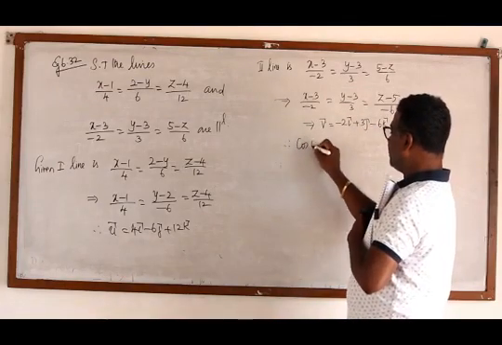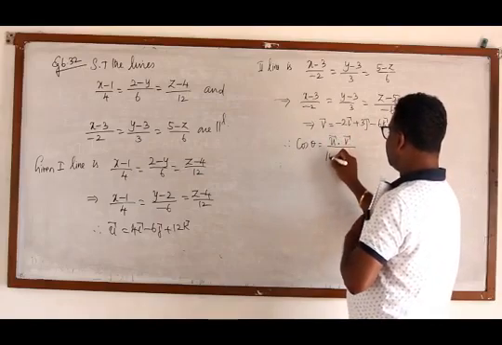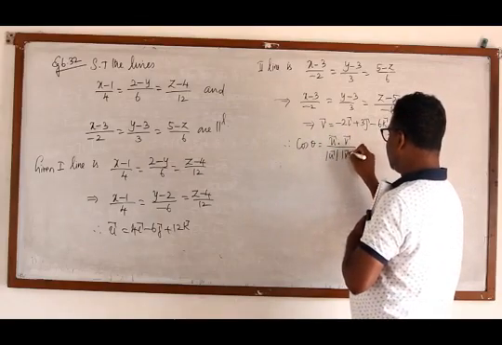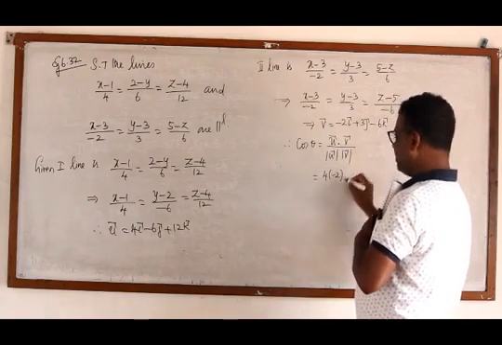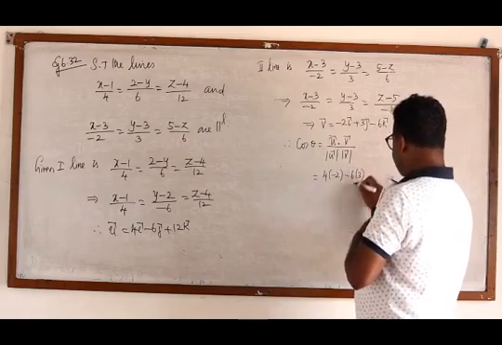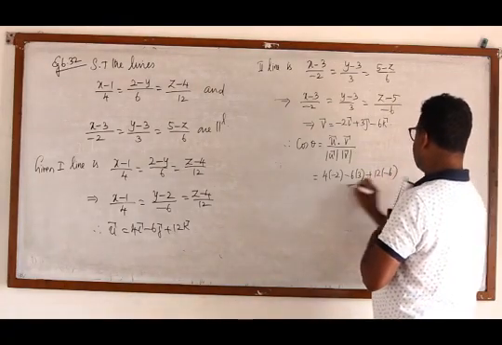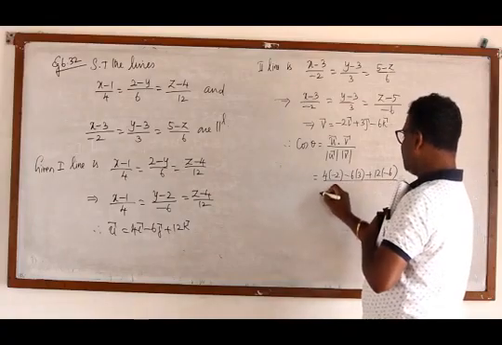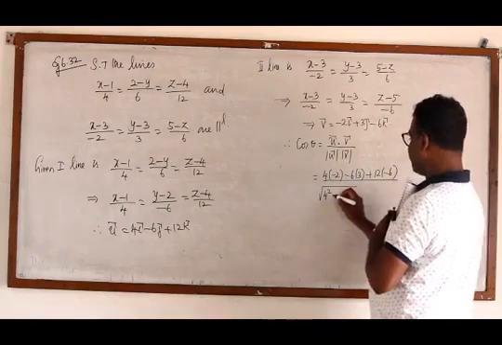Therefore, cos theta equal to u vector dot v vector by modulus of u into modulus of v. That is 4 into minus 2, plus minus 6 into 3, plus 12 into minus 6, by modulus of u, which is root of 4 square.